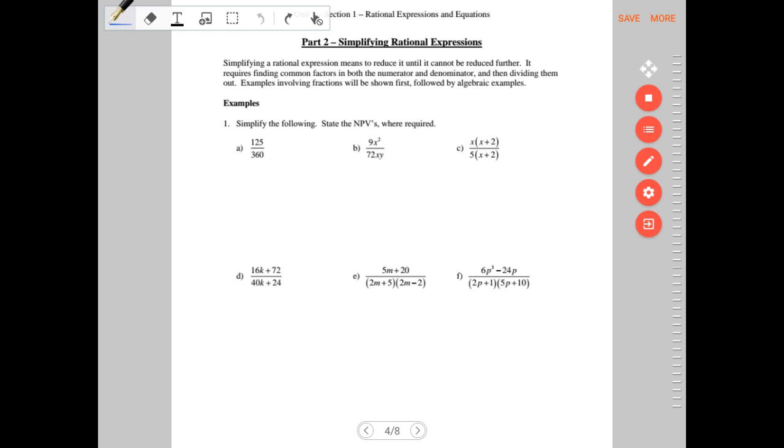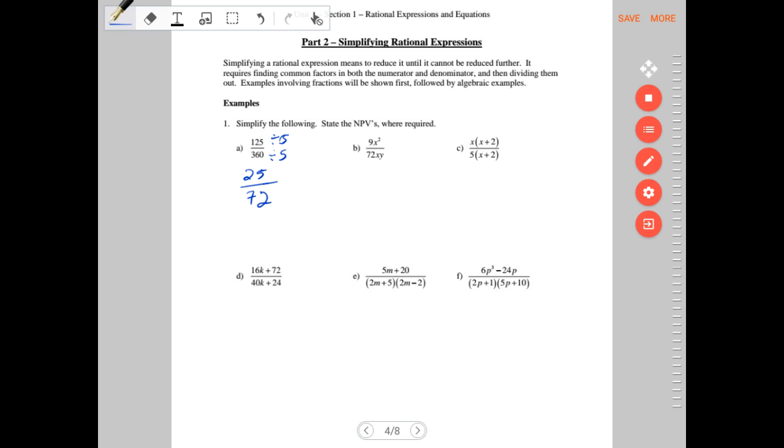Okay, so in the first one, we're going to simplify and state the NPVs where required. So the first one, again, just a fraction, so we don't have to worry about any NPVs. Let's see what goes into 125 and 360. Well, I know that they're both divisible by 5 because of what they end in. So if I divide the top by 5, I've got to do the same thing to the bottom. 5 goes into 125 25 times, and 5 goes into 360 72 times.